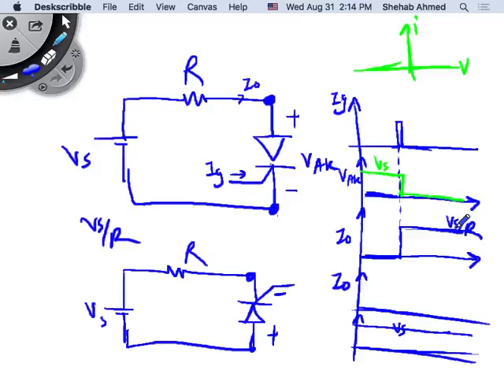Then the voltage VAK is positive, but I don't get my gate signal. What does that mean? It means I'm not turning on even though the diode would have turned on, which means I'm able to control my turn on time.